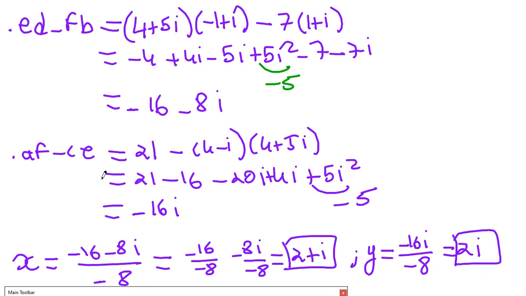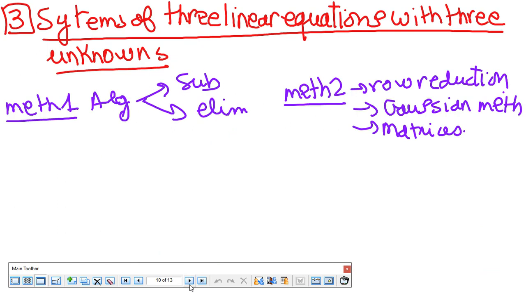And now once I have all those expressions, I need to find x. x is equal to minus 16 minus 8 over minus 8. Then I can separate to simplify, and I will get for x 2 plus i, and I will get for y 2i. This is this part.